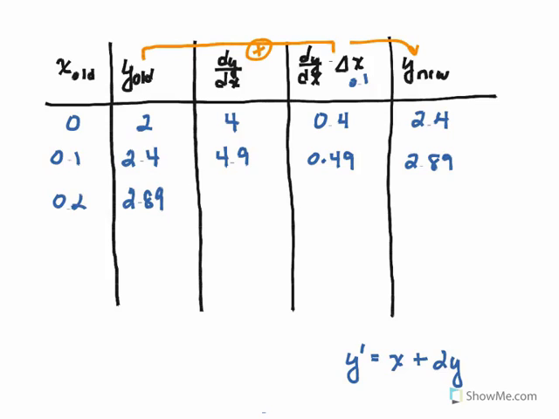Repeating the process again and substituting into our derivative so as to obtain our slope, we obtain a dy dx value of 5.98. Multiplying that by our delta x of 0.1, we obtain 0.598. And finally, adding together that old value of 2.89 plus the product we just found, we have 3.488.